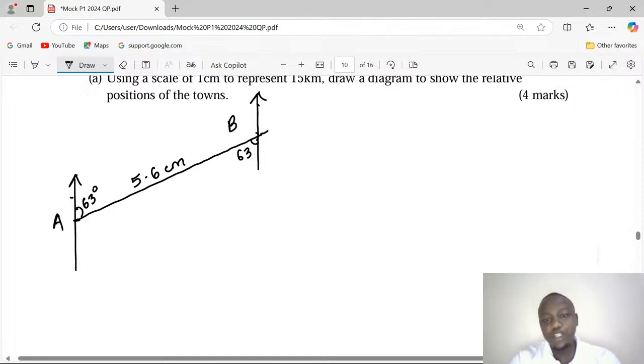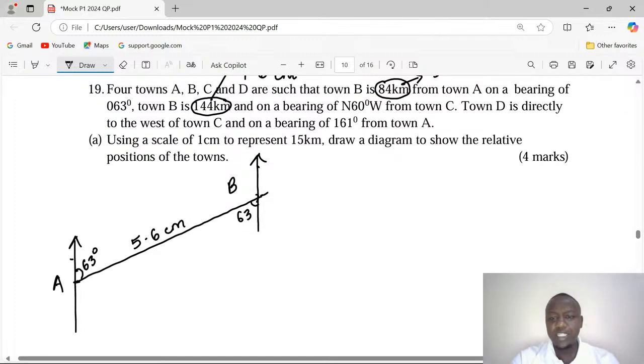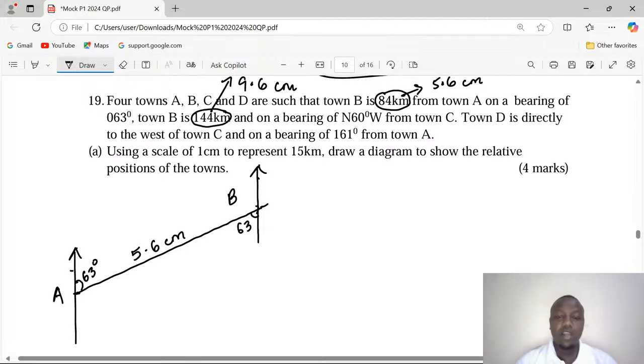Now that we got point B, we continue interpreting these instructions. We are further told that town B is 144 kilometers on a bearing of north 60 degrees towards the west from town C. So given town C here, B is going to be 60 degrees from the north towards the west.